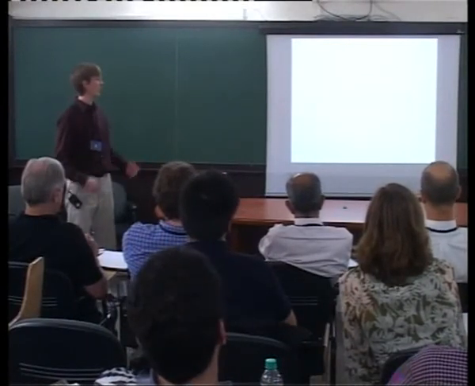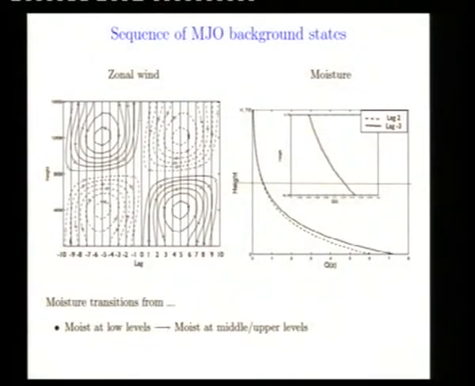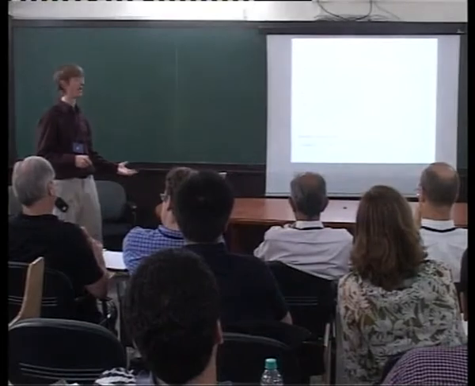Okay, and we could try to do a similar kind of thing for different background states. So now, another thing we looked at in that paper was, what if we took a sequence of MJO background states and looked at the different instabilities that arise? So we're going to take a sort of theoretical-looking zonal wind profile, a sequence of states through here, and we're going to also look at changing moisture background state at the same time.